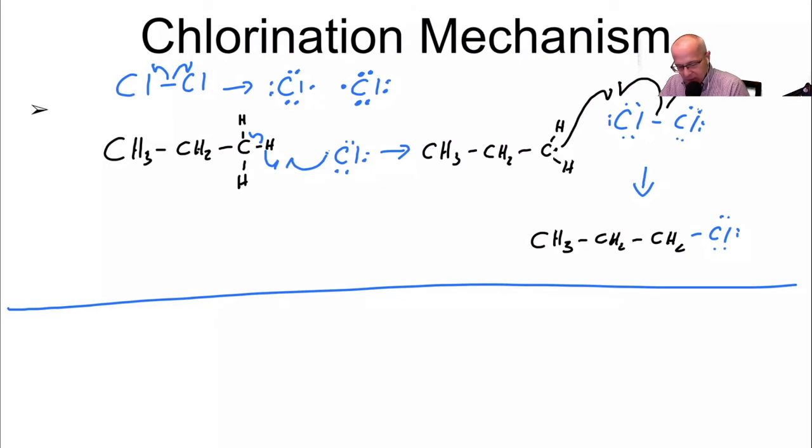Next, we have to explain the other product, the product with the chlorine on the secondary carbon. So we're going to do the same mechanism. We're just going to attack a different hydrogen. And I know what you're thinking, Dr. Betts, do I really have to draw the mechanism twice? Yes, you do. Don't be lazy.